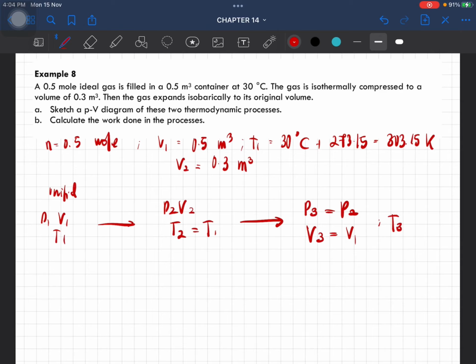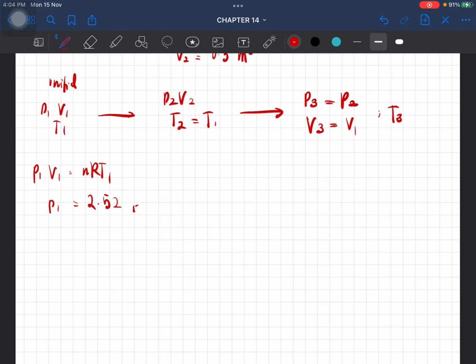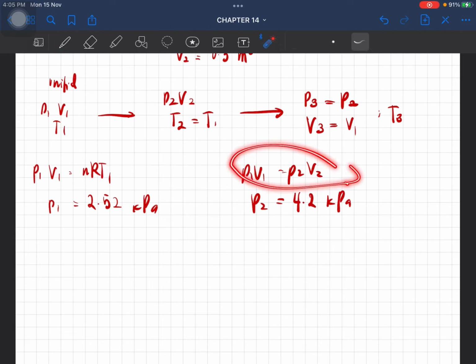Okay, so for the isothermal compression, we can find P1 using the ideal gas equation. So P1 is equal to 2.52 kilopascal, and then we can also calculate for the isothermal compression, P1 V1 equal to P2 V2 to find P2, which is equal to 4.2 kilopascal. This is also known as Boyle's law.